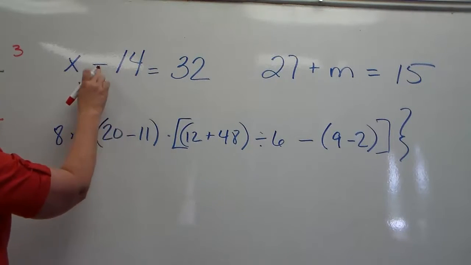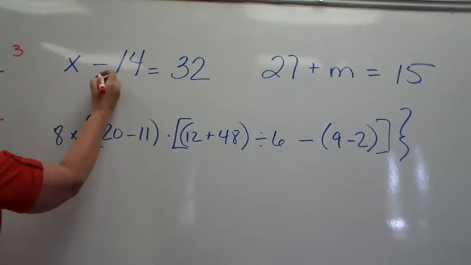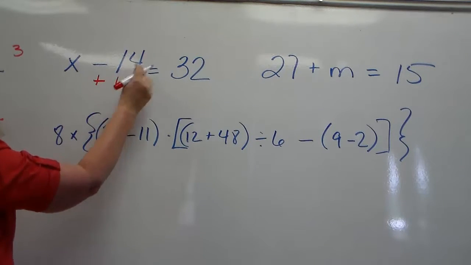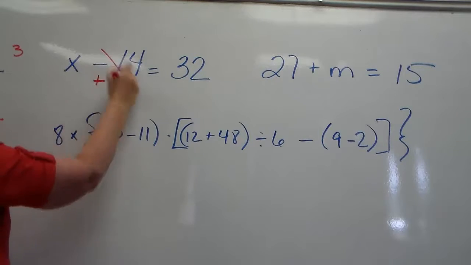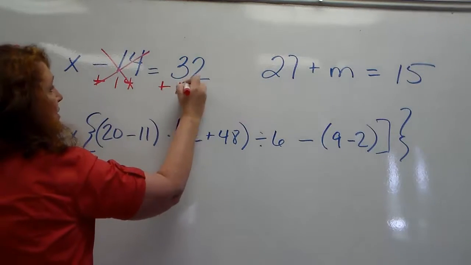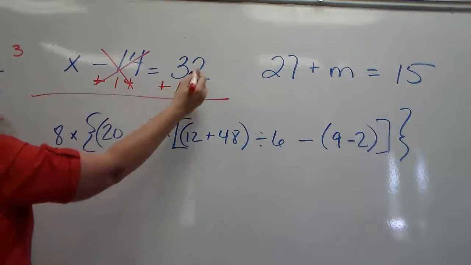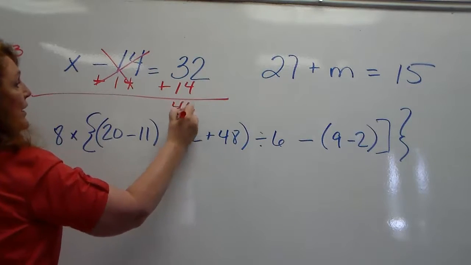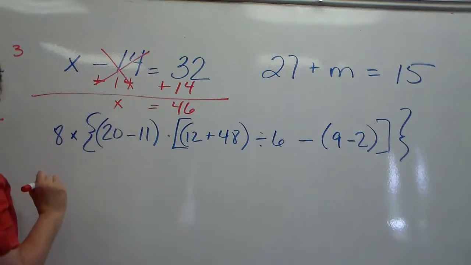So right now I have a 14 that is subtracted from my variable, so I'm going to add 14 to make this 0. And these two cancel out, but I have to add 14 to this side as well. And when I do that, I end up with x equals 46.